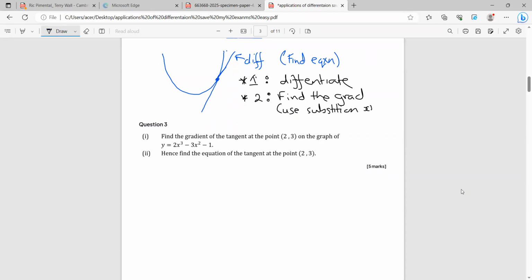Substitution of x only, not y. If you're given a complete pair of coordinates x and y, you just use x. And then to find the equation of the tangent, that's the last step. All you need to do is use your gradient and the given point. Use the formula.